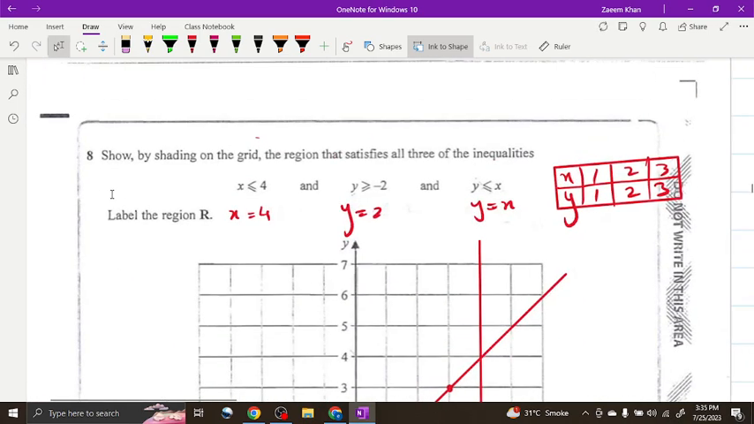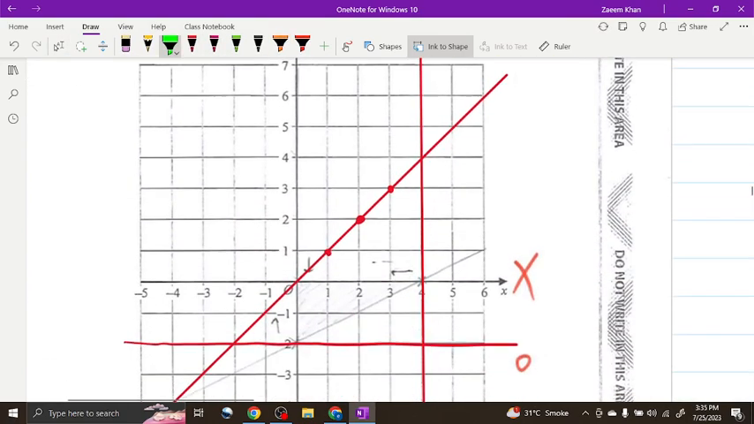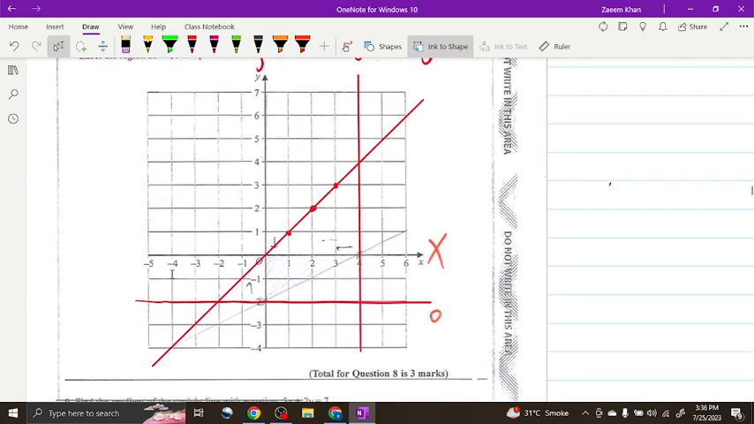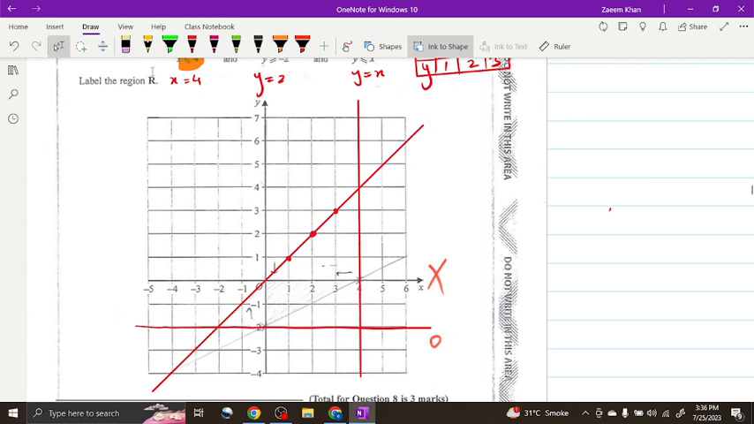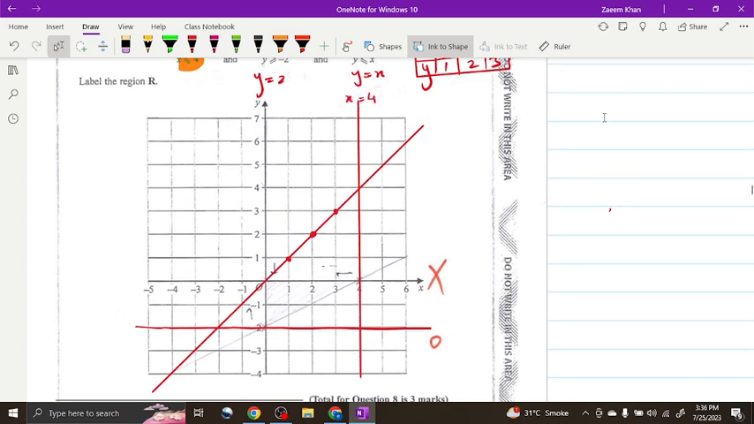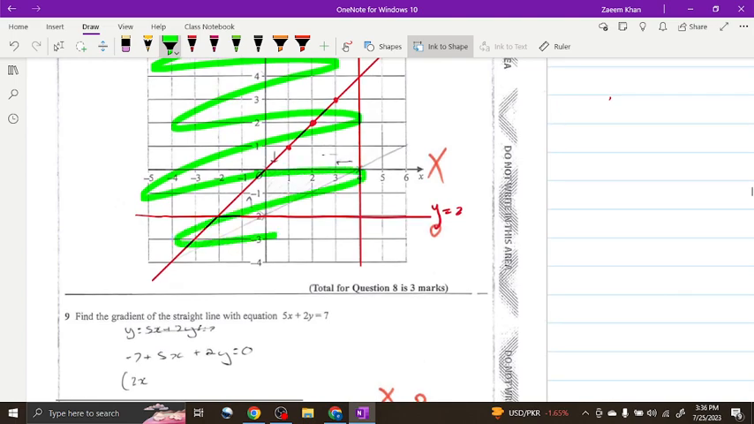Now you're supposed to shade. x is less than or equal to 4. Where is that going to be? Let me write those equations next to the lines that are representing them. Now this is the line x equals 4. Are we supposed to stay on the left of it or right of it? Stay on the left, because it's less than. That's x less than or equal to 4.